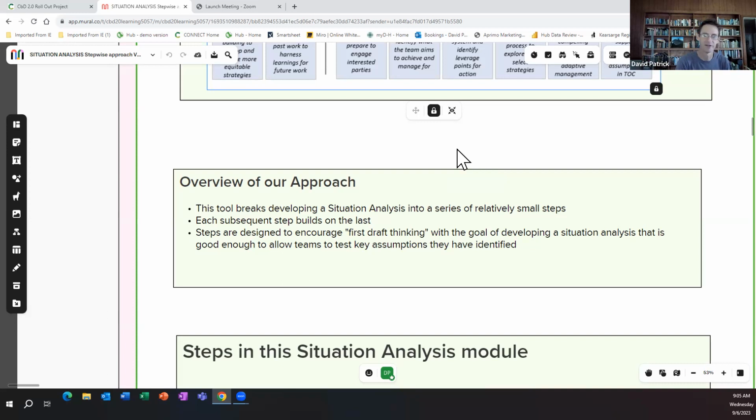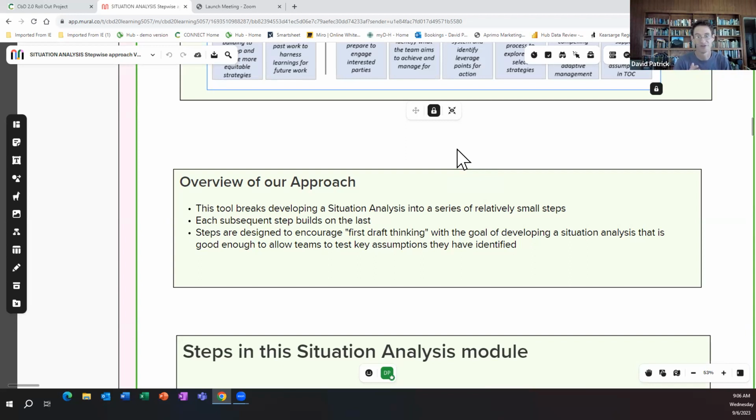So by breaking it down into a series of steps, we make it much easier for a team to step through this process. We make it much more efficient. And we hope we make it a little bit more fun as well by going through those steps. So that's the approach that we're going to be taking. And in a moment, I'll talk you through quickly what those steps are. Each step builds upon the last, as you might expect. And the steps are really designed to encourage first draft thinking.